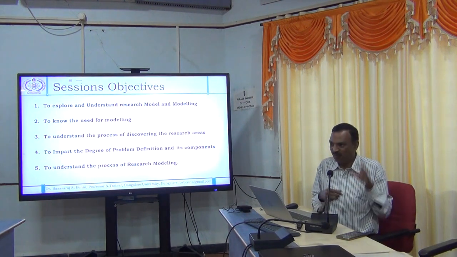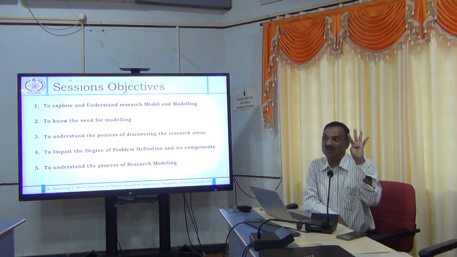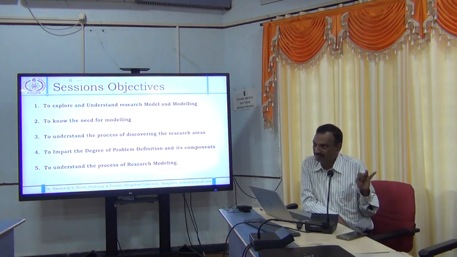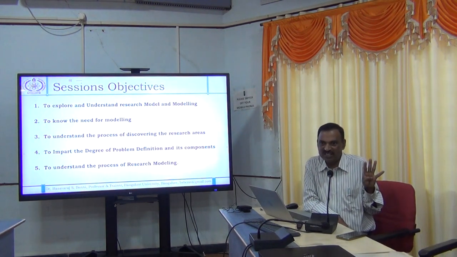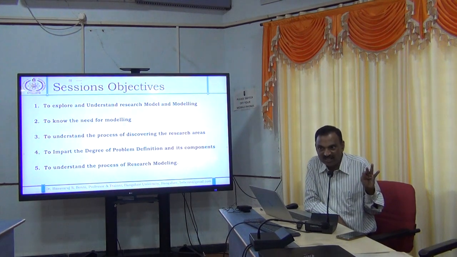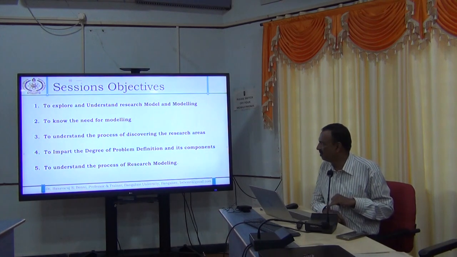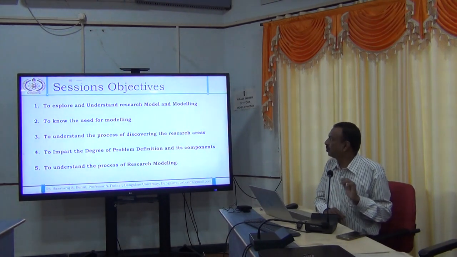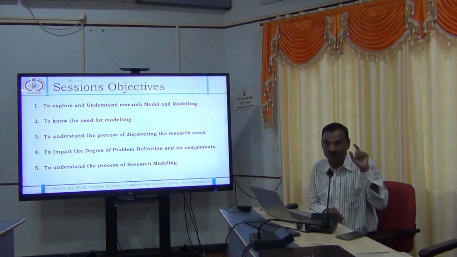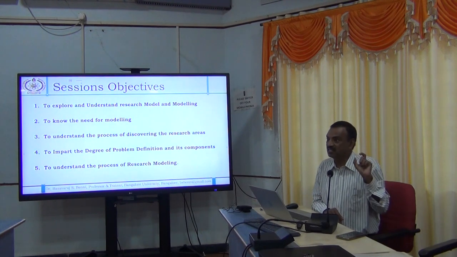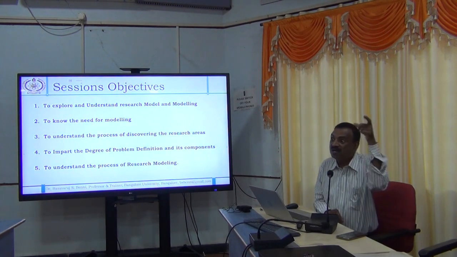What is research, what is the research model, what is the research modeling? Three issues. Research we should understand, then research model we should understand, then modeling we should understand. To understand the process of discovering the research areas, we want an area for research, area for model, area for modeling.